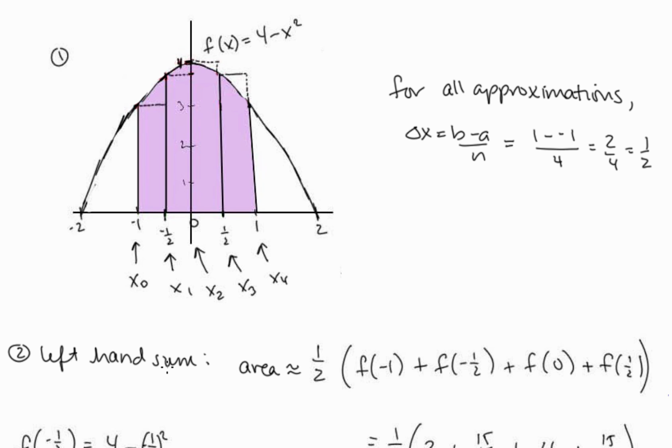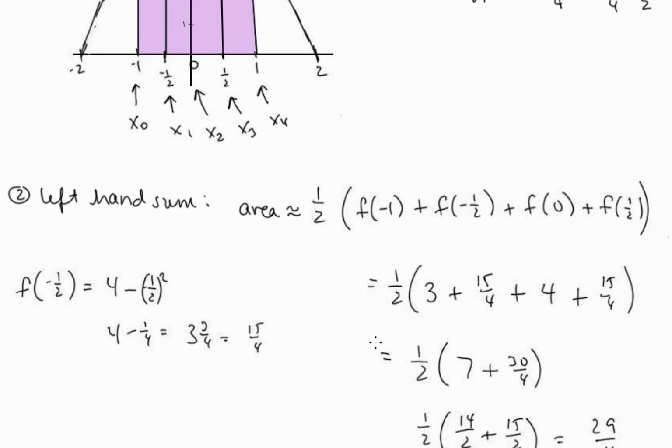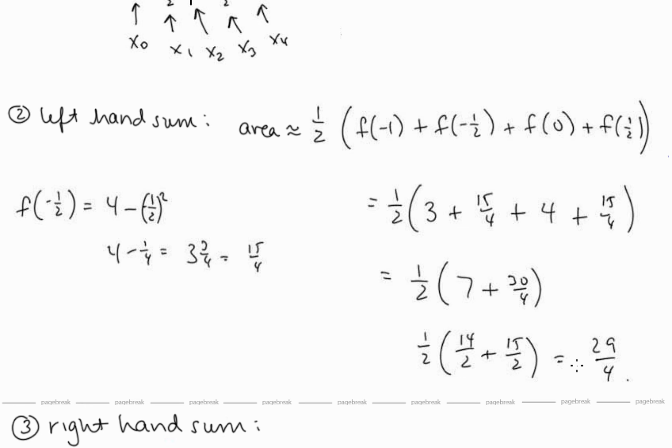Now for the left-hand sum, we want to take the function evaluation on the left side of each interval, and that's going to be the height of each rectangle. Notice the width of each rectangle is always the same, that's delta x. And so in this computation I factored out my delta x. And what are the heights of the rectangles here? We have f of -1, f of -1/2, f of 0, and f of 1/2. Those are the function evaluations that give us the height of our 4 rectangles. And so we plug those into our original function and simplify, and we get an approximation of 29/4.